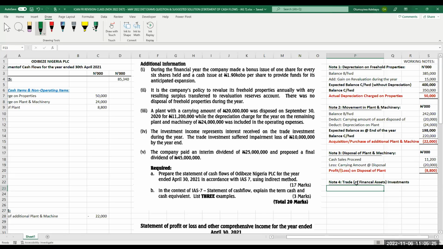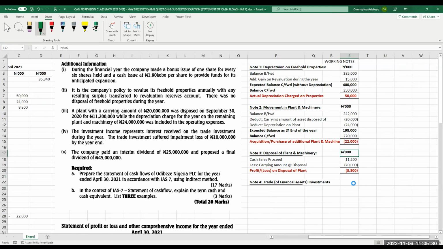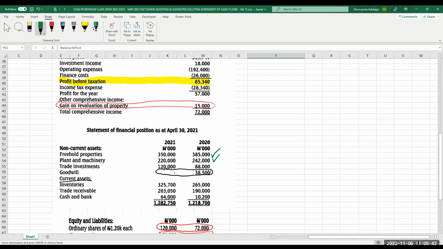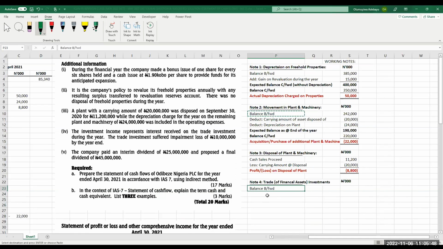In trade investments, what was the balance at the beginning? The balance at the beginning is 88 thousand, and the balance at the end is 120. We come here, 8,000.